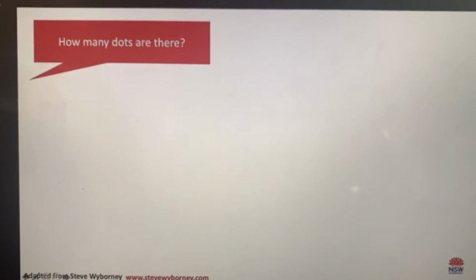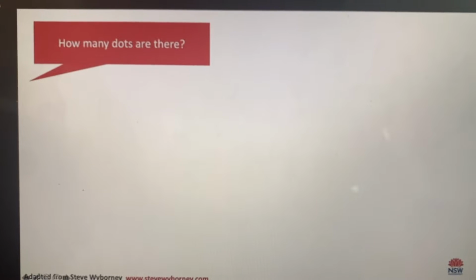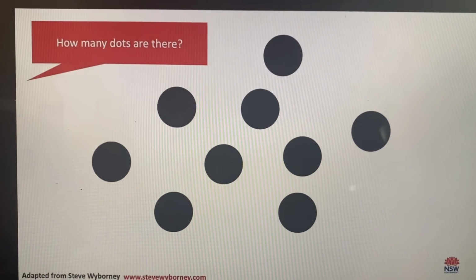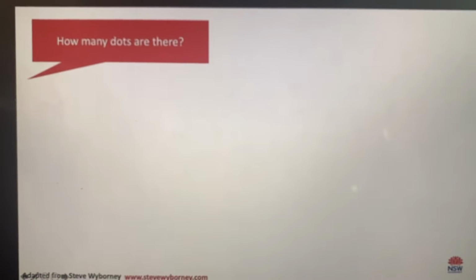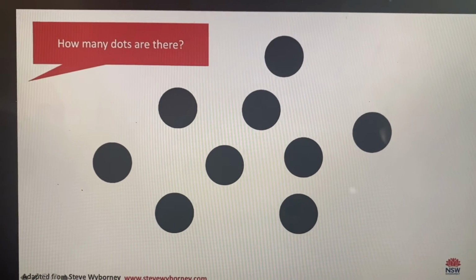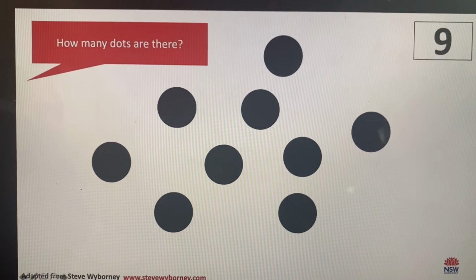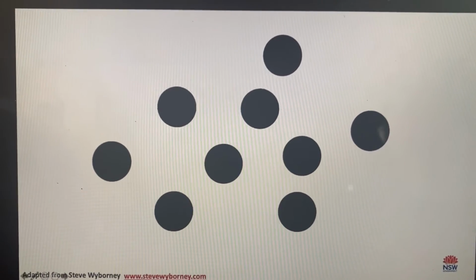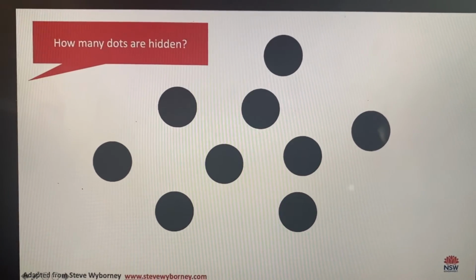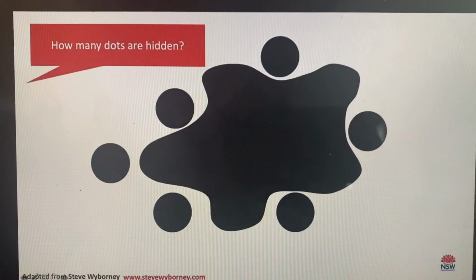Would you like to see it again? Okay, eyeballs ready. So you might have seen that there were 9 dots. Now what I wonder is how many dots are hidden. Ready? Splat.